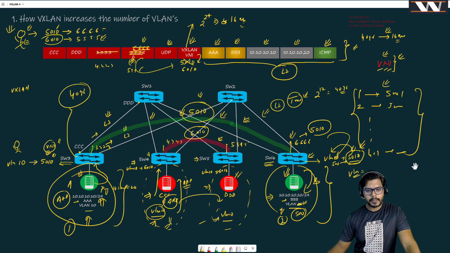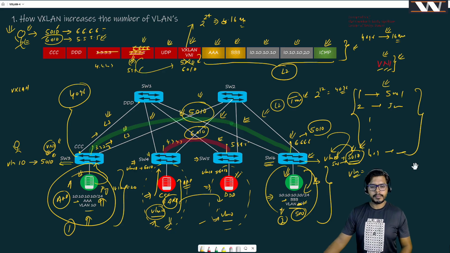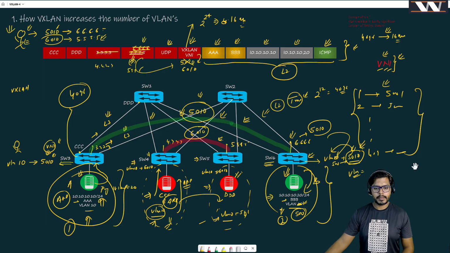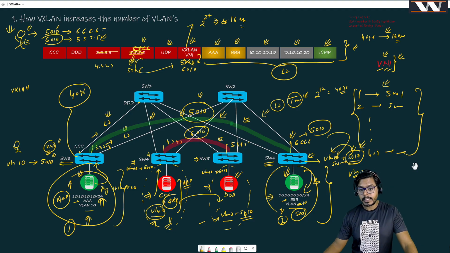Right. And I have mapped VNI number 5010 to VLAN 10. But now let's say I have one more server which is in VLAN 20, and it has the same VNI, 5010. Will that still work? Yes, if the subnet is the same, then it is going to work.